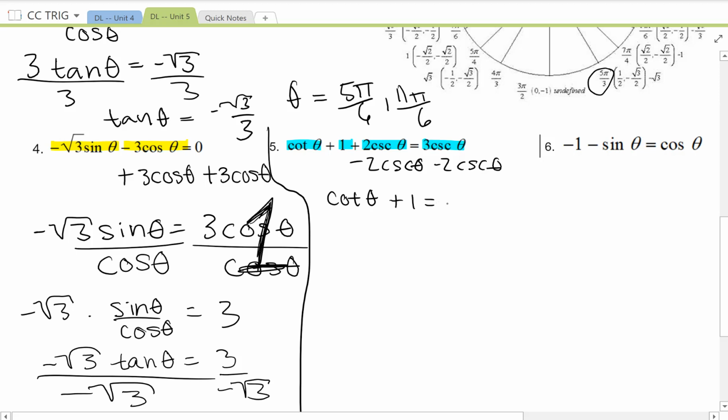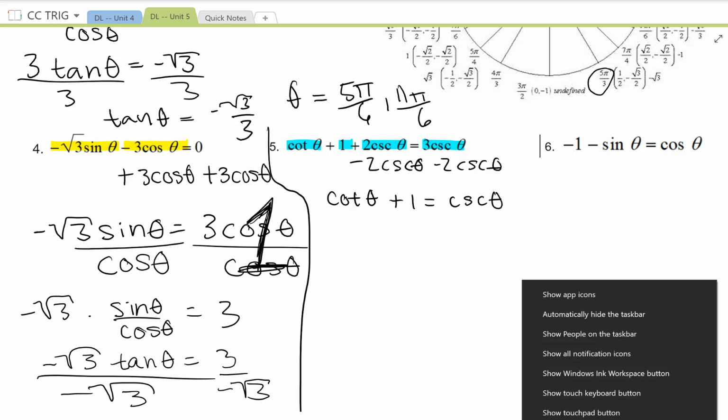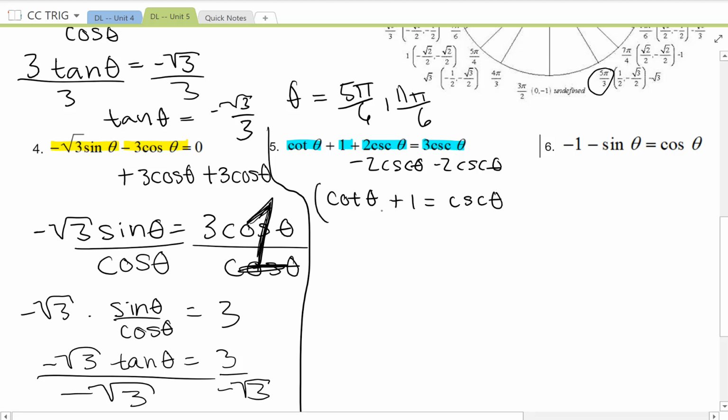Cotangent theta plus 1 equals cosecant theta. Okay, I cannot turn cotangent into cosecant. I cannot turn cosecant into cotangent unless they are squared versions of themselves, unless this is cotangent squared or cosecant squared. So what do we have to do? We have to square both sides.